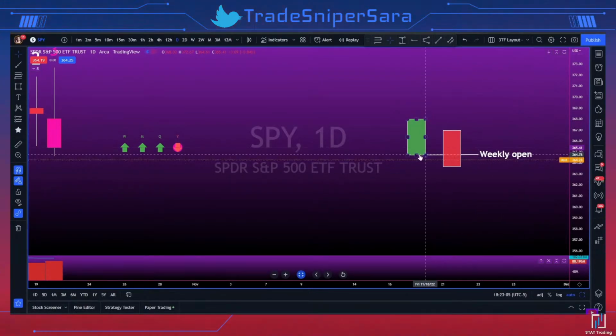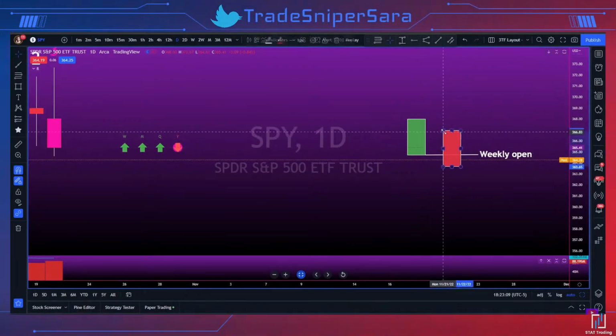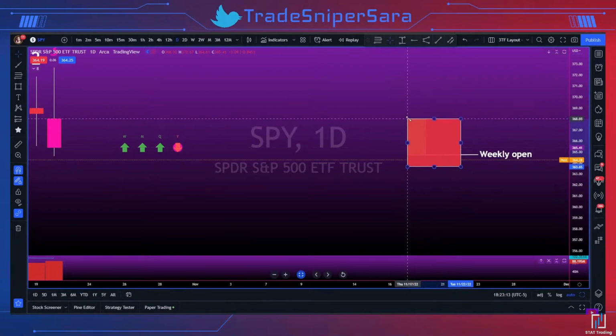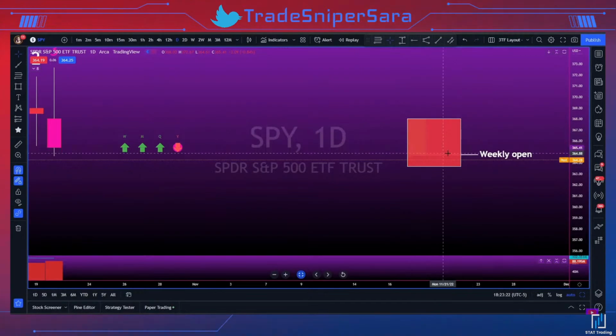So when the weekly candle did look like this on Monday, now the weekly candle looks like this on Tuesday, on the close of Tuesday, because a weekly candle has 2 days of price action in it now because it's Tuesday. So the candle will look like that.